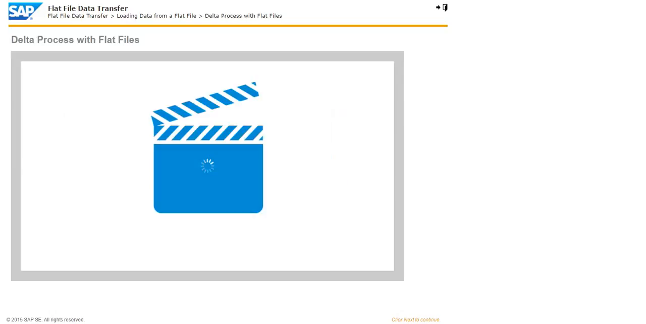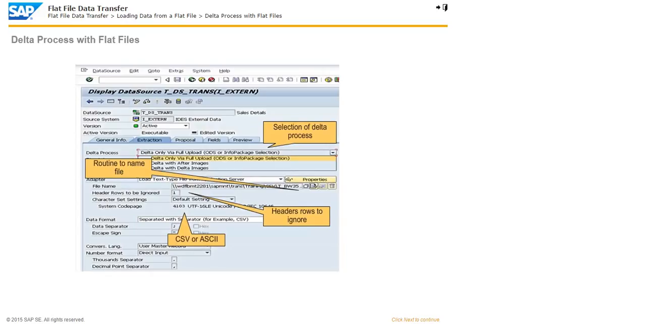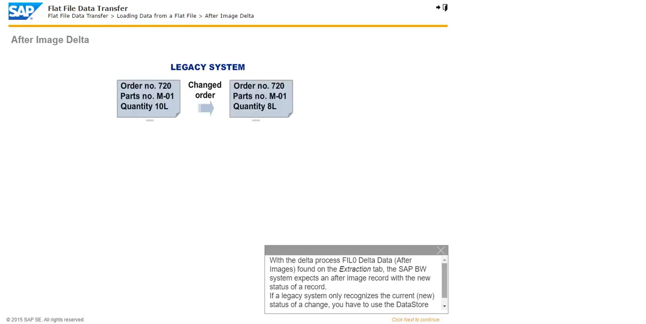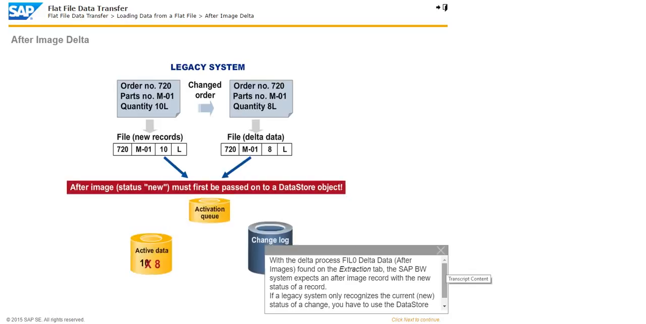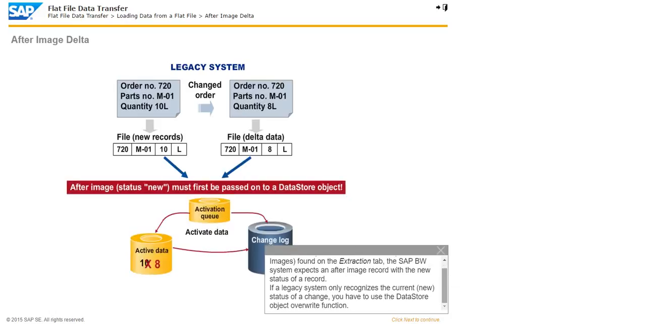You can make settings in SAP BW so that the system expects and checks two different delta processes. With the delta process FIL0 delta data after images found on the Extraction tab, the SAP BW system expects an after-image record with the new status of a record. If a legacy system only recognizes the current or new status of a change, you have to use the data store object override function.